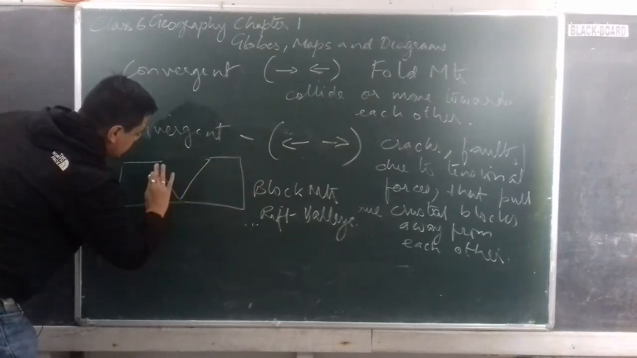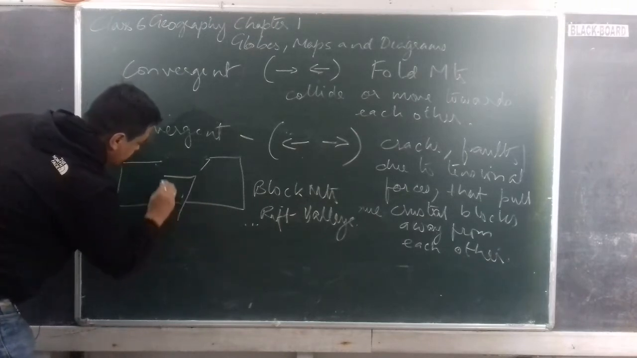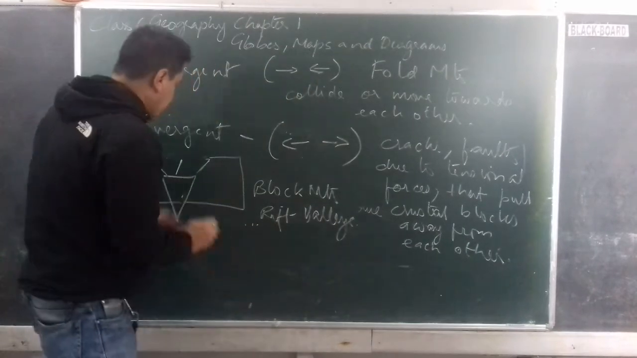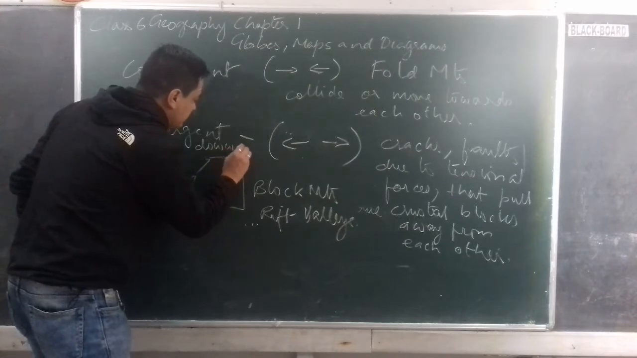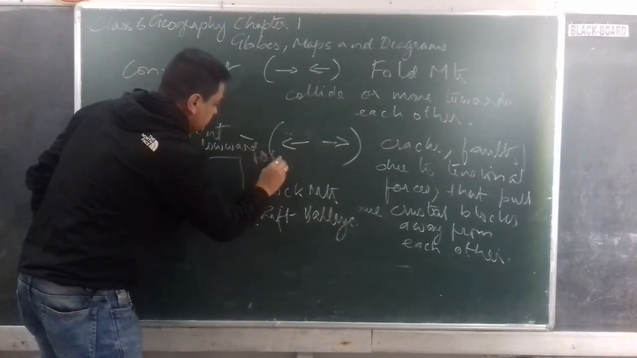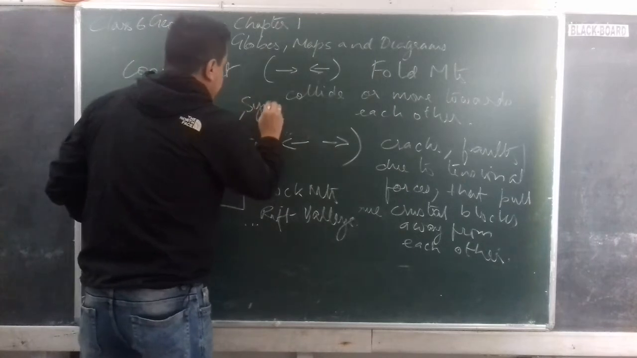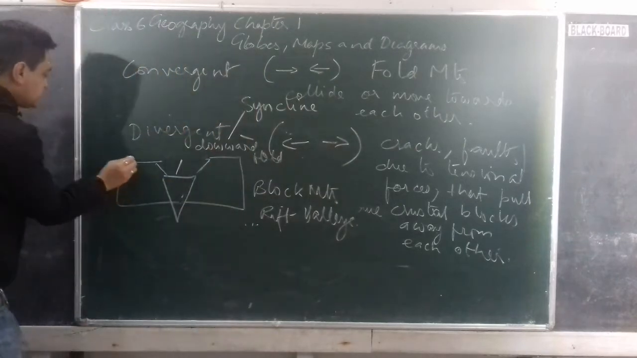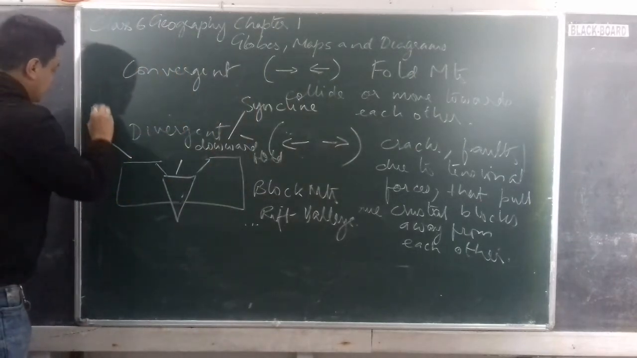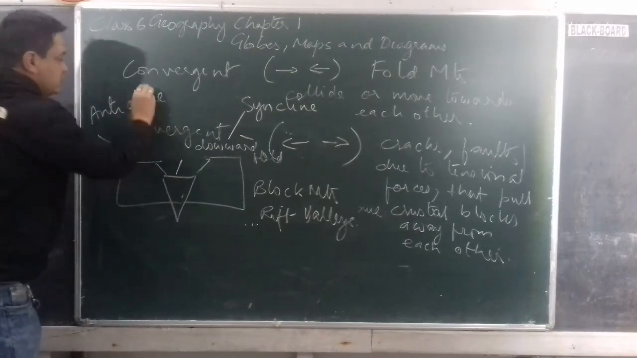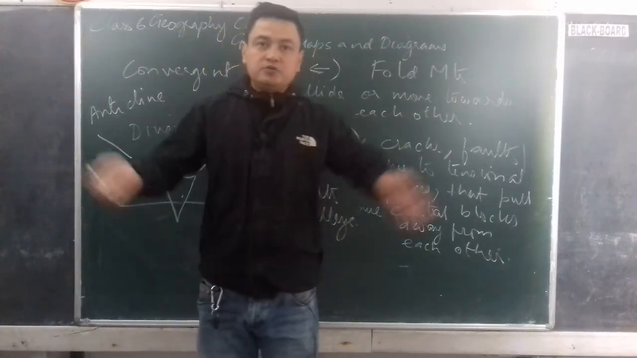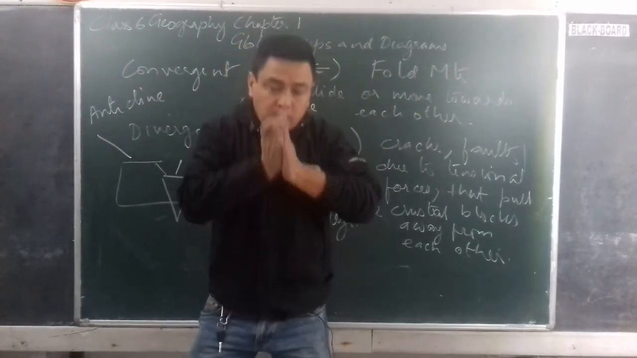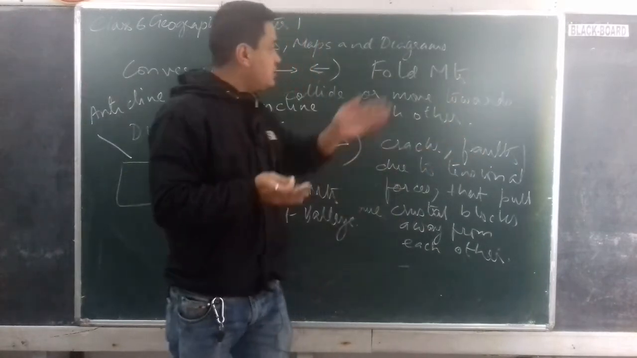Now if I move this block a little bit down here, like this way, this is known as the downward fold, F-O-L-D. This downward fold is known as S-Y-N-C-L-I-N-E, syncline. This upward fold is known as the anticline. This is the meaning, and this is caused by what? Due to the movement of the tectonic plates, when they come closer to each other or when they go far away from each other. When they come closer to each other, they make fold mountains.